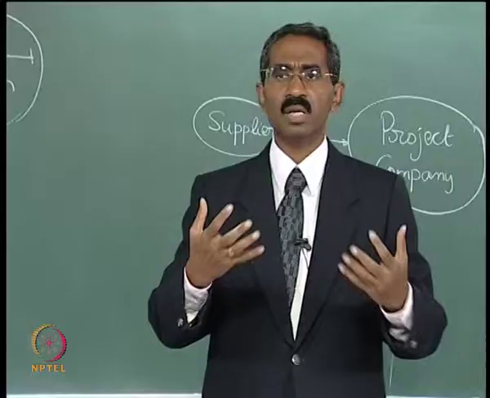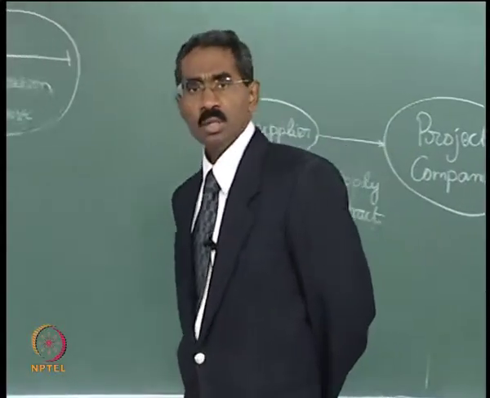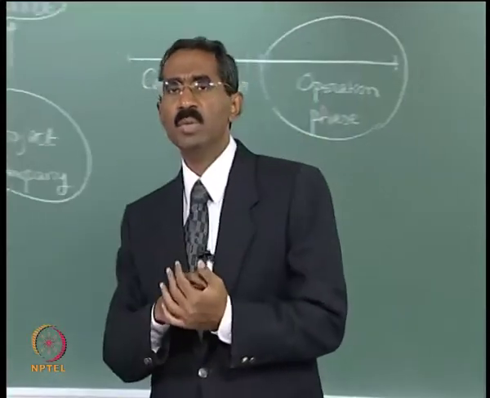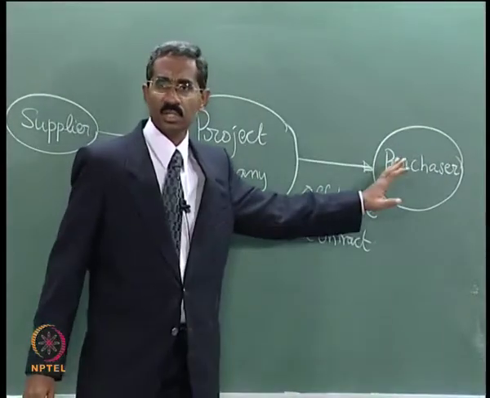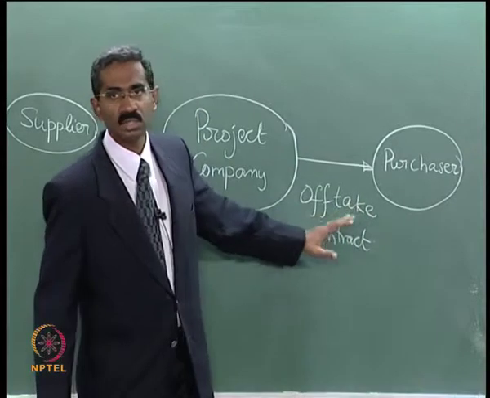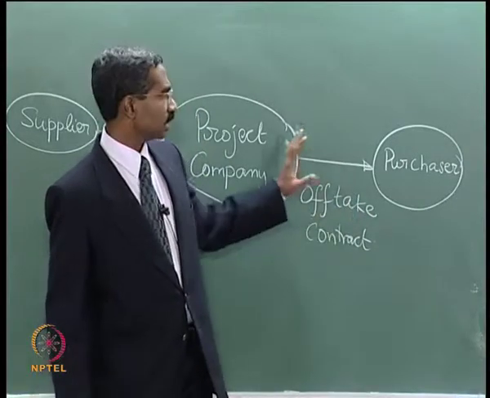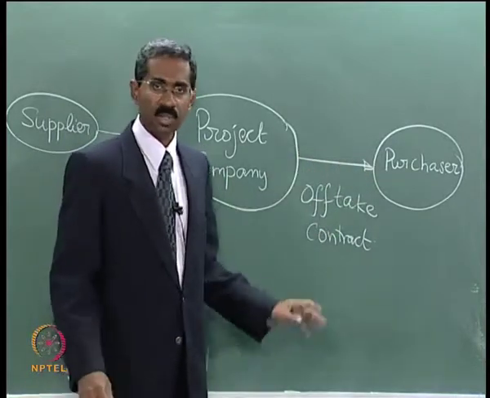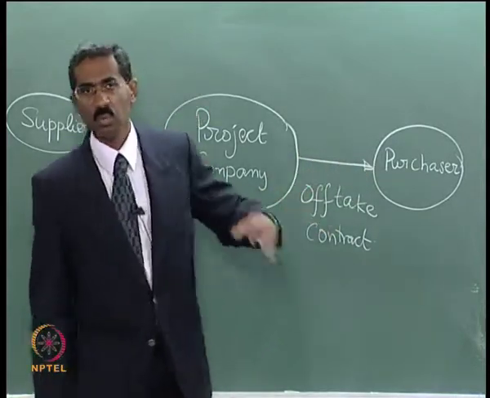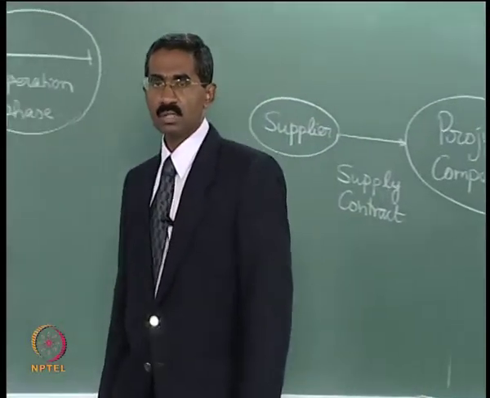So an offtake contract is one where there is an agreement with the purchaser. So let us say, for example, between a project company and the purchaser there is a contract, and this is called an offtake contract. The purchaser gives an agreement that he will purchase a certain amount of electricity, a certain amount of steam, or whatever it may be, and that is your offtake contract.